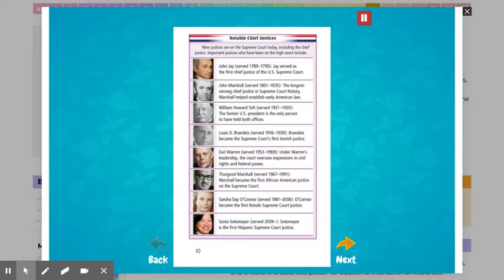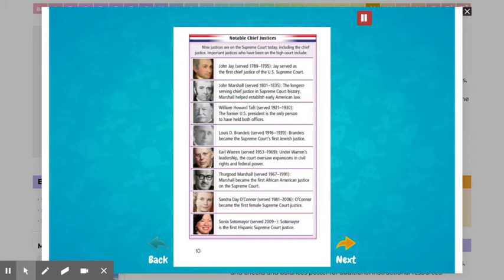Earl Warren served 1953 to 1969. Under Warren's leadership, the court oversaw expansions in civil rights and federal power. Thurgood Marshall served 1967 to 1991. Marshall became the first African American justice on the Supreme Court.